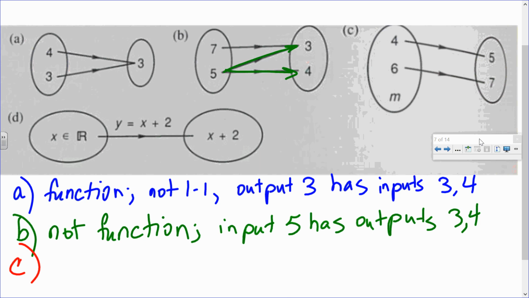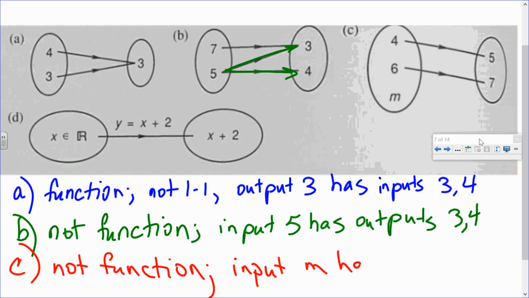Function, not function. Let me see those thumbs up, thumbs down. Okay, you are correct. C is not a function. Who can tell me why not? This reason's a little bit different. Hope. Exactly. The input of M has no output. And our definition of a function was that each input has exactly 1, and 0 is not exactly 1.